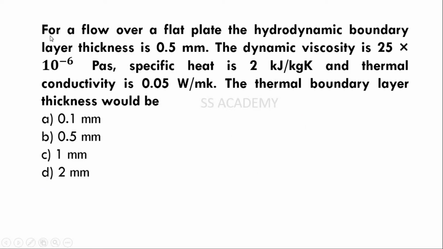The next question is, for a flow over a flat plate, the hydrodynamic boundary layer thickness is 0.5 mm. The dynamic viscosity is 25 into 10 to the power minus 6 Pascal second. Specific heat is 2 kilojoule per kg Kelvin and thermal conductivity is 0.05 watt per meter Kelvin. The thermal boundary layer thickness would be option A 0.1, option B 0.5, option C 1, option D 2. The correct answer is option B, 0.5.